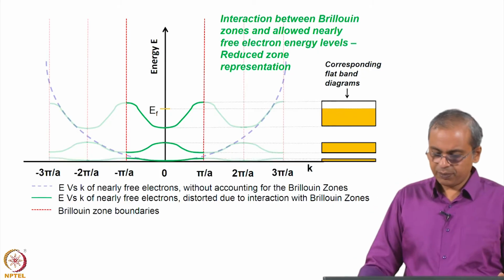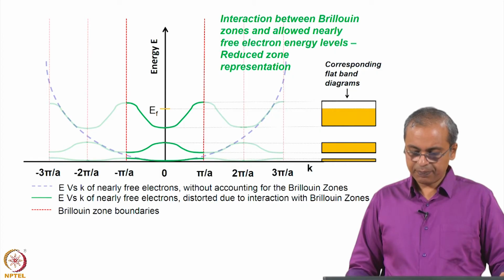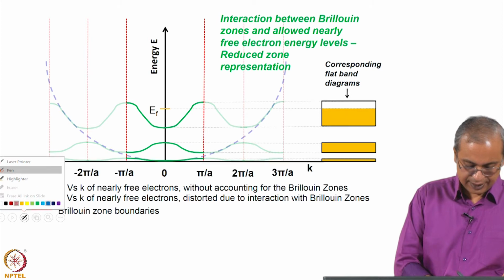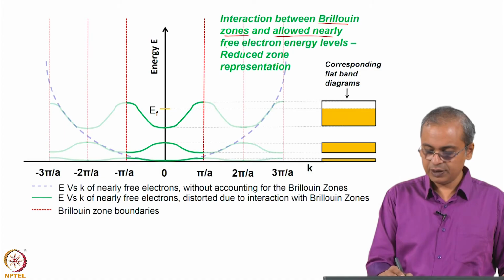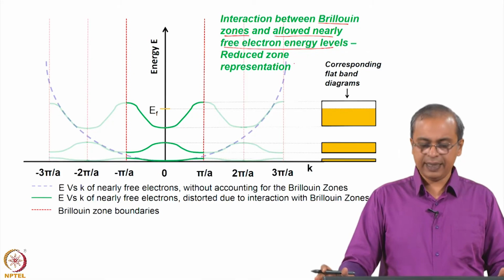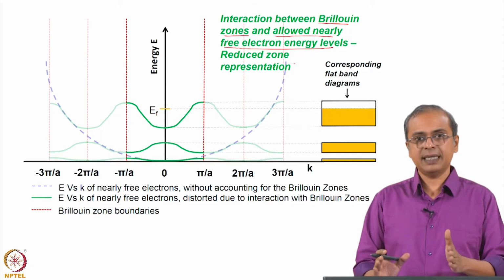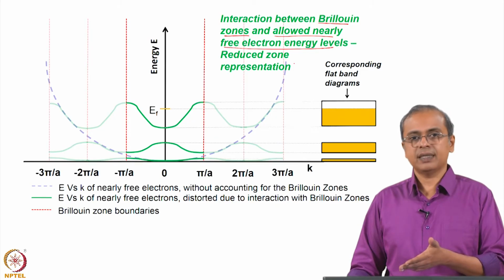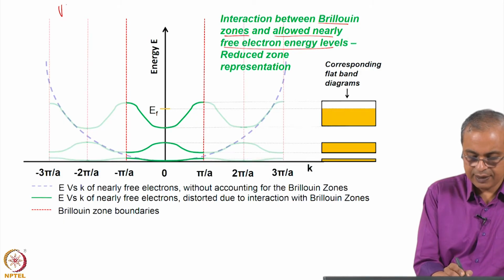Without going into much detail here, I just wanted to show you that the band gap comes due to an interaction between the Brillouin zones and the allowed energy levels of the free electrons. This part of the discussion is explained in considerable detail in another NPTEL course. If you are interested in understanding in greater detail how this diagram comes about, and what all the factors are that are taken into account to create this diagram, then please look up this course on physics of materials.